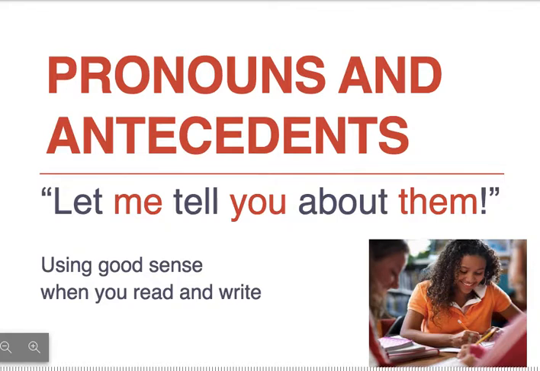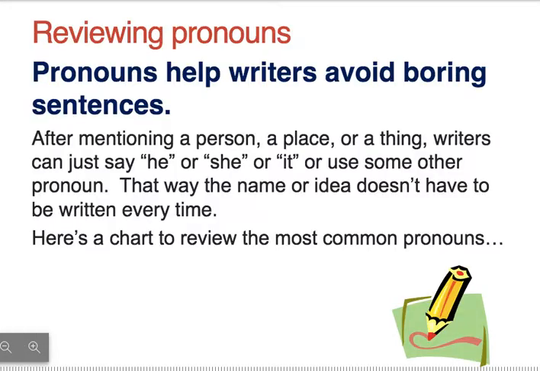So before we can talk about pronouns and antecedents agreeing, or even what an antecedent is, let's review pronouns. Pronouns help writers avoid boring sentences. After you mention a person, place, or thing, writers can just say he, she, or it, or some other pronoun for the rest of that sentence or that paragraph. That way, the name or idea doesn't have to be written every time. If you continue to say someone's name over and over again, it's going to be pretty boring and it's going to sound kind of strange. So that's when we use pronouns.